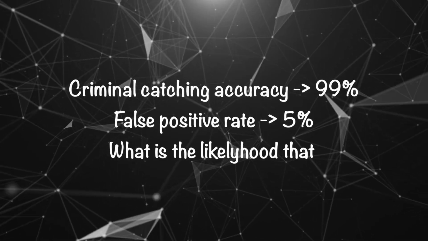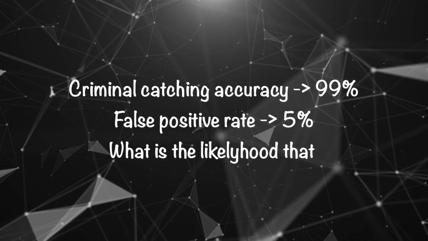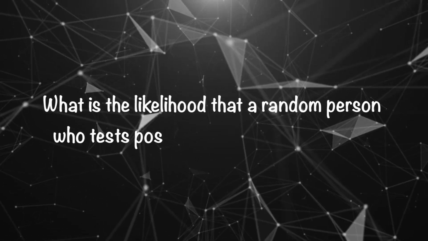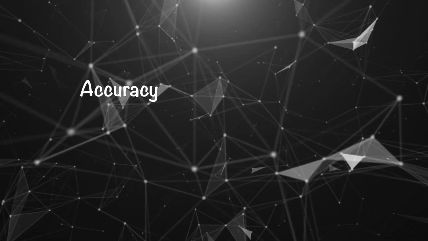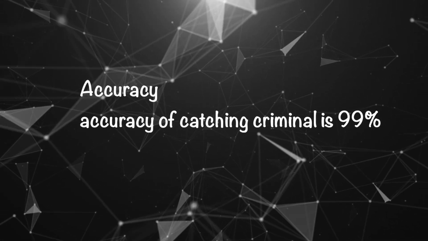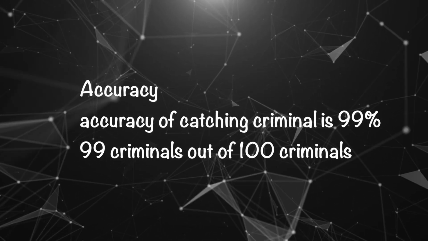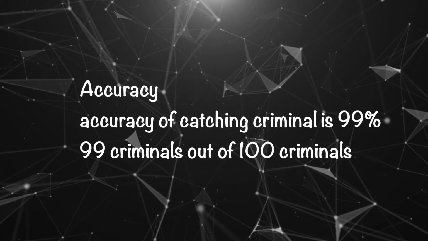Imagine there is a shiny new device that can detect criminals with 99% accuracy and a false positive rate of 5%. What is the likelihood that a random person who tested positive is actually a criminal? Before that, we need to understand a few very basic things. Accuracy. If it says accuracy of catching criminals is 99%, that means out of 100 people, it will catch 99 of criminals in the test. If 100 people were criminals, it will catch 99 of them. Nowhere does it say what happens when it is tested against innocent people.